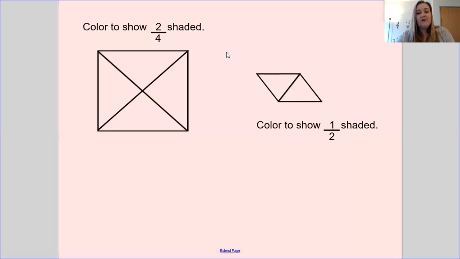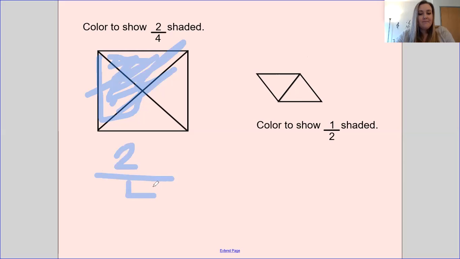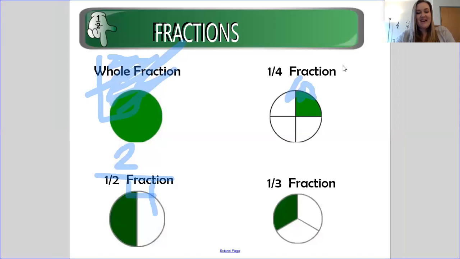So if I go over here and I go ahead and color to show 2 shaded in this. So I got 1, let's get a little section here. So here's, oh, it was kind of messy, but that would actually give me 2 out of 4. Or here, color to show a half shaded, 1 out of 2. So I'm going to color 1 out of the 2 of them, and that gives me a half shaded. Okay, let's keep going. We're doing great.